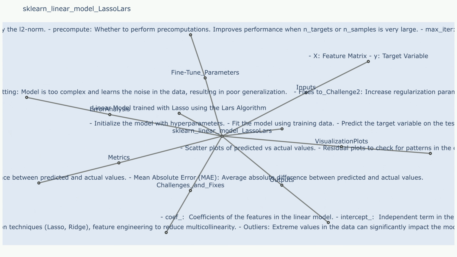Fixes to Challenge 2. Use cross-validation to select the optimal lasso penalty parameter. Use a grid search to find the best lasso penalty parameter. Use a Bayesian optimization algorithm to find the best lasso penalty parameter.